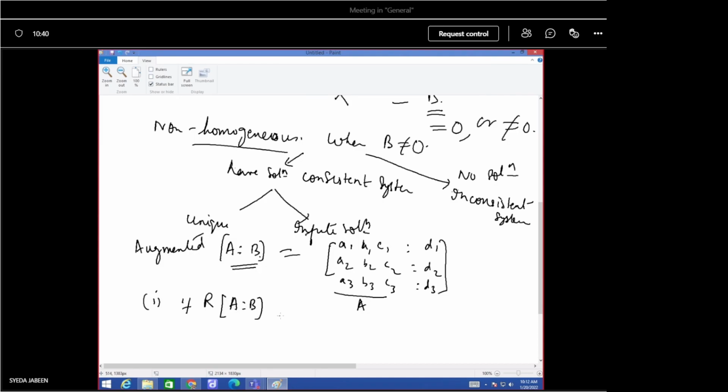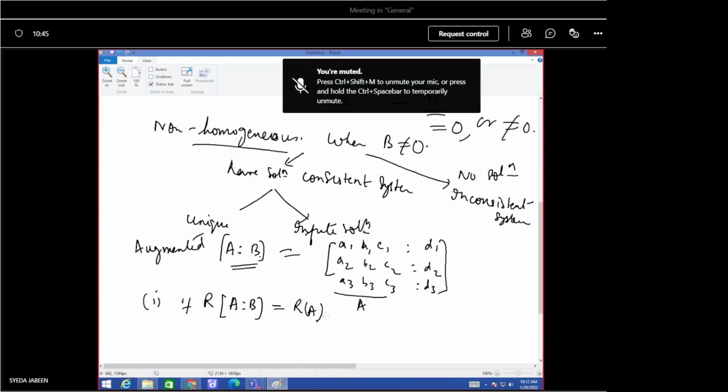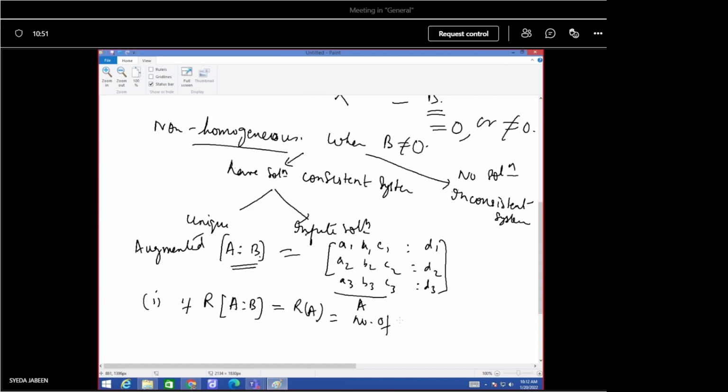The first one is that if the rank of the augmented matrix is equal to the rank of the matrix A, which is equal to the number of unknowns, or the number of variables, whatever you want to call it.